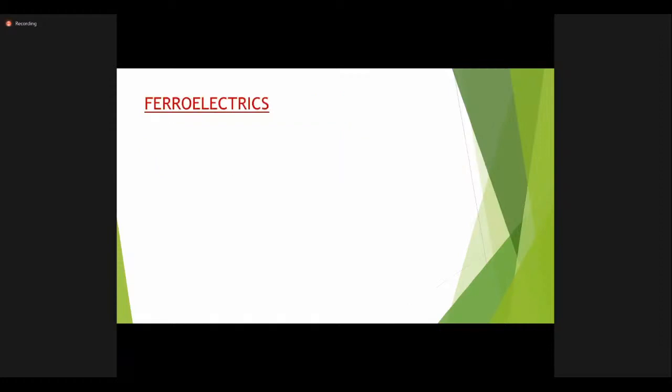Now, ferroelectrics. Next topic is ferroelectrics. What are ferroelectric materials? Basically, ferroelectric materials are those which contain polarization even in the absence of an external electric field. That means dipoles are already present in the material. In the beginning, we discussed dielectrics are of 2 types, polar dielectrics and non-polar dielectrics. Those polar dielectrics are called, indirectly, ferroelectrics because they already have dipole moment present in them.